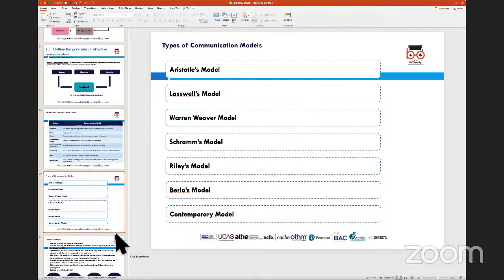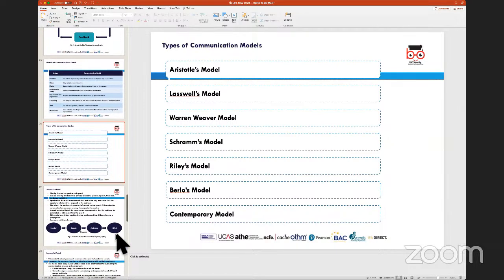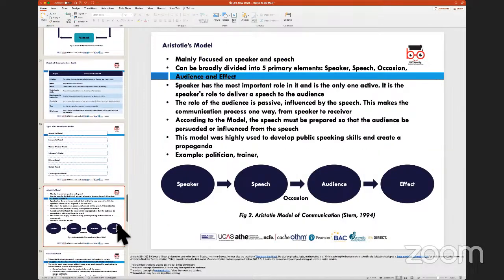Now, I won't go into all the models and the detailing of all the models, but generally what I've done is I put one slide essentially talking about each type of model. Now, Aristotle's model is basically a model focused on presentation or speech. So here the communication tends to be one way, more or less.